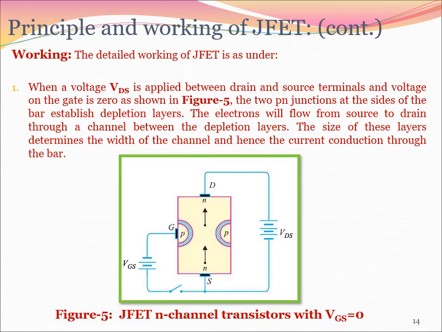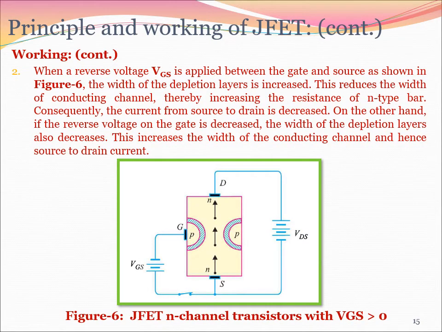So some detail: if VGS is 0, it means there is no voltage here, or it's grounded. So now its normal channel width would be there. As you keep on increasing voltage across drain to source, the current will increase. But if you increase the gate to source voltage here, these depletion layers will start increasing in thickness. So now the channel would be narrower, and that means there will be more resistance, and that will cause the current to decrease.